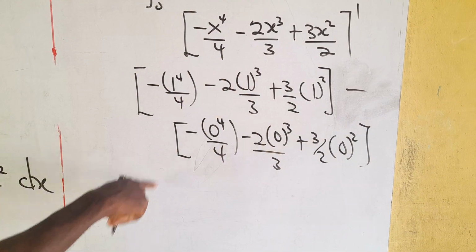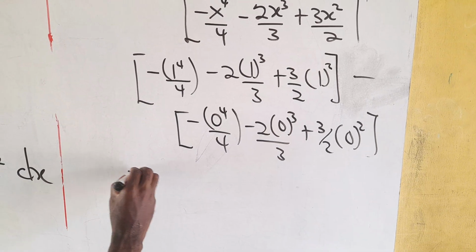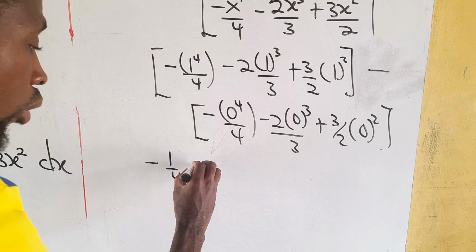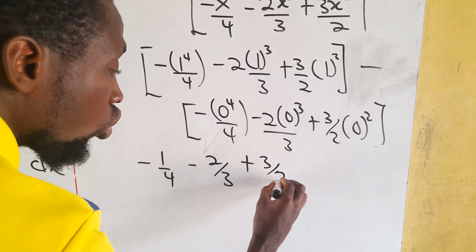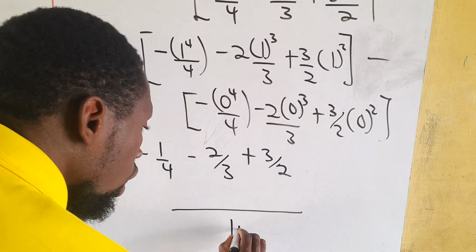All of this will be 0. So we don't have any problem with that. We'll just perform the function. We have negative 1 over 4. 1 squared is 1. We have negative 1 over 4 minus 2 over 3, then plus 3 over 2. What's the LCM? The LCM here is 12.